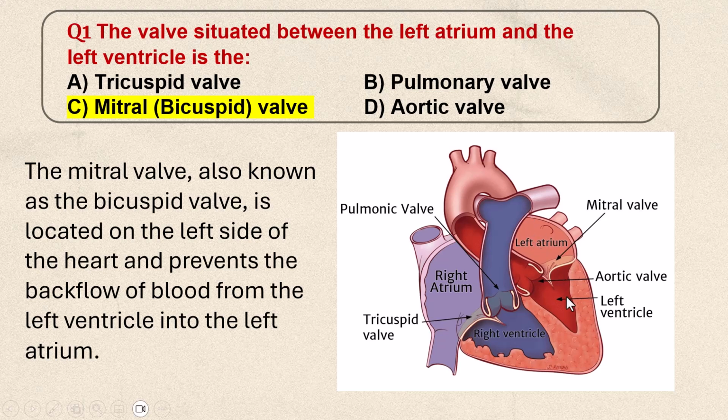When you look at the heart, you can see on the right side, in between the right atrium and right ventricle, there's a valve called tricuspid valve. Between the left atrium and the left ventricle, you can see the mitral or bicuspid valve. At the initiation of the pulmonary artery, there's the pulmonary valve, and at the initiation of the aorta, there is the aortic valve.